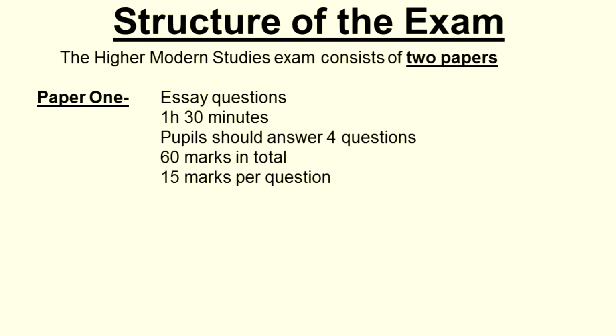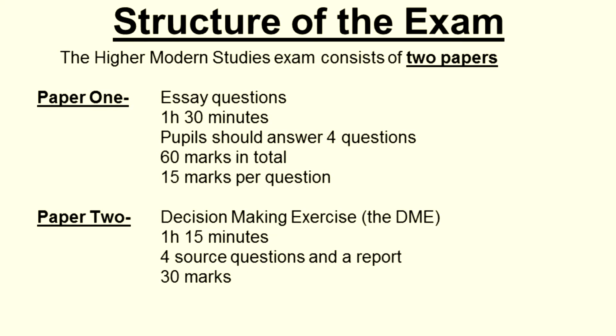It's important to recognise, first of all, the difference between the two types of paper. Paper 1 is an essay-based question. Pupils have an hour and 30 to complete that. They should answer 4 questions within that time, and that leaves them with only 22.5 minutes per essay. Paper 2 is a decision-making exercise. It's a report-based exercise, and pupils have an hour and 15 to complete short questions and the report.